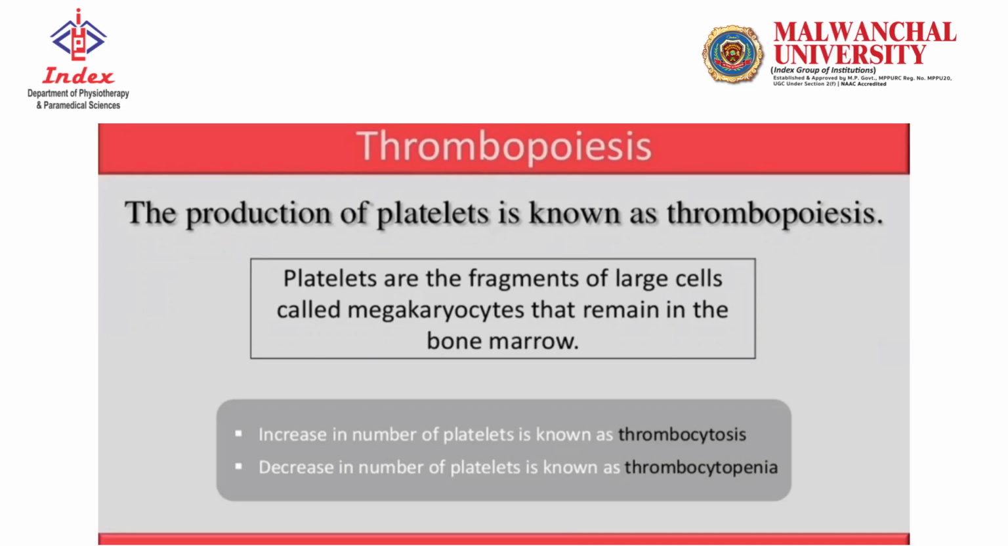An increase in the number of platelets is known as thrombocytosis, and a decrease in the number of platelets is known as thrombocytopenia. There are two conditions: thrombocytosis and thrombocytopenia.